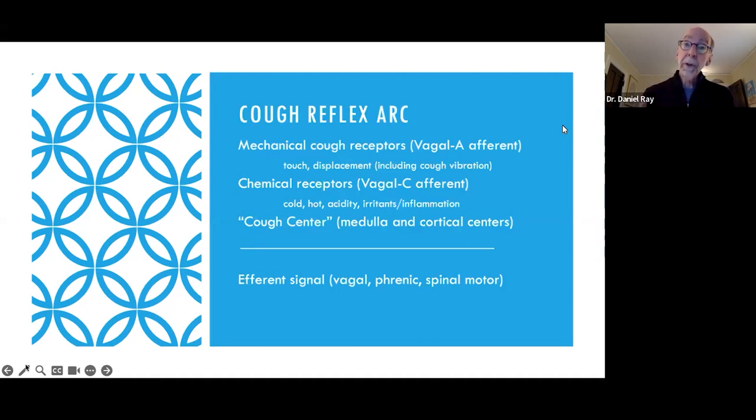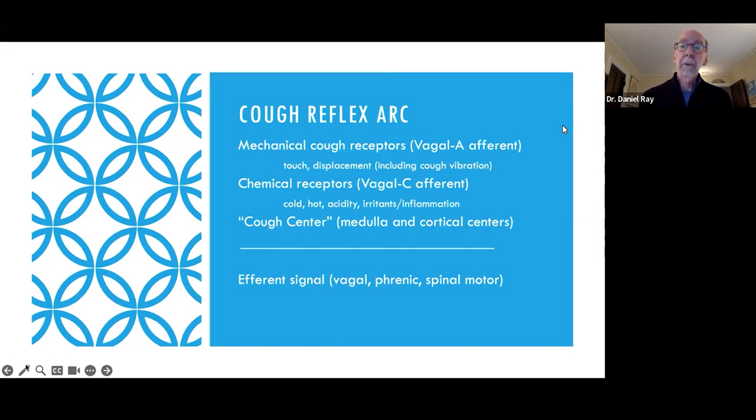The cough reflex, which is this marvelous little complex system, includes mechanical receptors. These are vagal A afferent nerves, mostly in the larynx and oropharynx. They're sensitive to touch, displacement, vibrations, and that includes the vibration you get with coughing, especially that harsh wall-shaking cough can irritate these receptors and then lead to more coughing. What I would describe to my patients is cough begets cough.